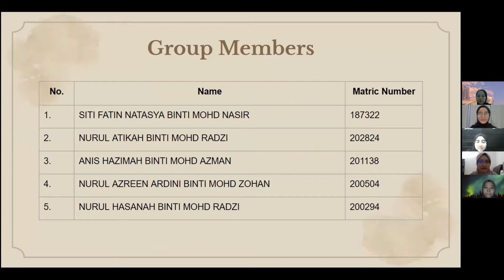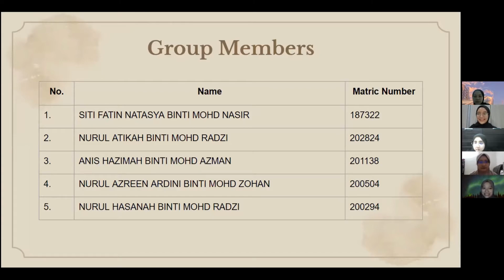Okay, I am Siti Fatin Natasha, metric number 187322. My name is Nurul Atika binti Muhammad Razi and my metric number is 203. My name is Anis Azima binti Muhammad Azman and my metric number 201138. My name is Nurul Azrin Ardini Muhammad Zohan and my matrix number is 200504. My name is Nurul Hassana binti Muhammad Razi and my metric number is 2000294.